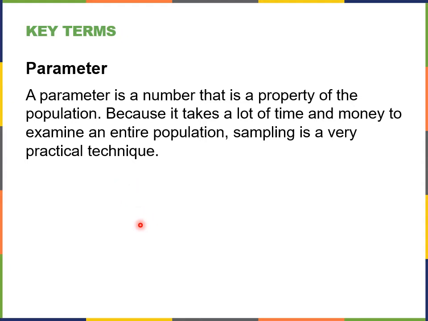So a parameter is a number that is a property of the population. So if you did some sort of calculation for an entire population, that would be what we call a parameter. Okay? So if you calculated the average or the mean of an entire population, that was what we would determine to be a parameter. Okay? But this is often hard to do. It takes a lot of time. Oftentimes when you're doing a full experiment, it could cost a lot of money to try and collect all that data. So we try not to do that. That's why we use samples.